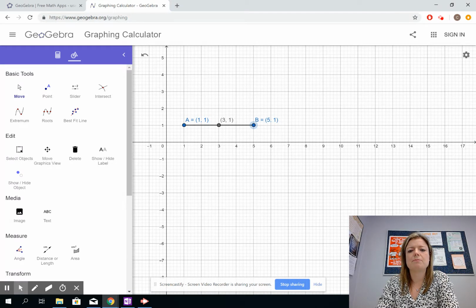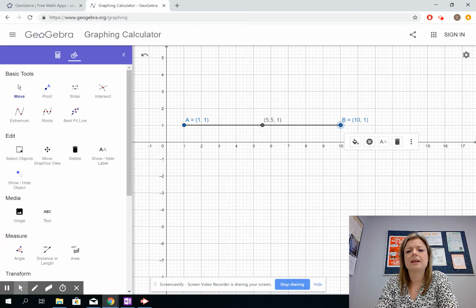So I can change B to make it go to, let's say, 10. So now notice that the midpoint is at 5.5, 1. Okay, so 1 plus 10 is 11. 11 divided by 2 is 5.5. So the midpoint is directly halfway between the x values.